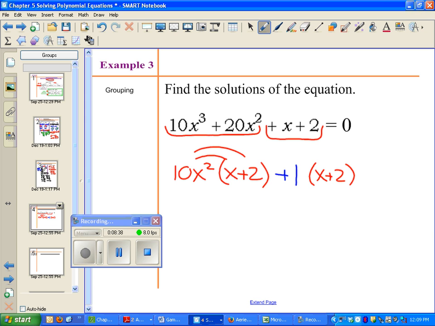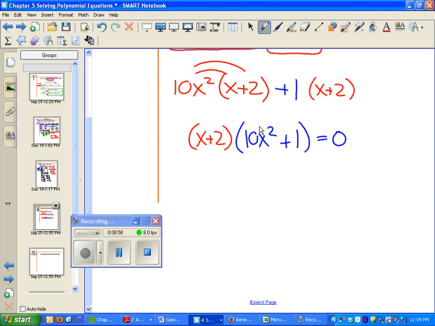All right, so notice I have a factor of x plus 2. I'm going to factor that out, and then I'm going to put 10x squared plus 1 together. And that is my factored form by grouping, and then I'm going to solve that. So I have x plus 2 equals 0, so when I subtract 2, x equals negative 2. So that would be one x-intercept. This one, 10x squared plus 1 equals 0, is not going to give any real x-intercepts.